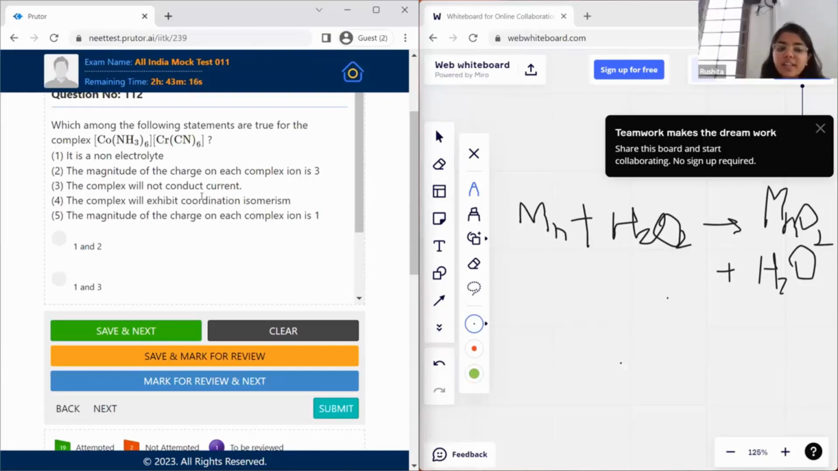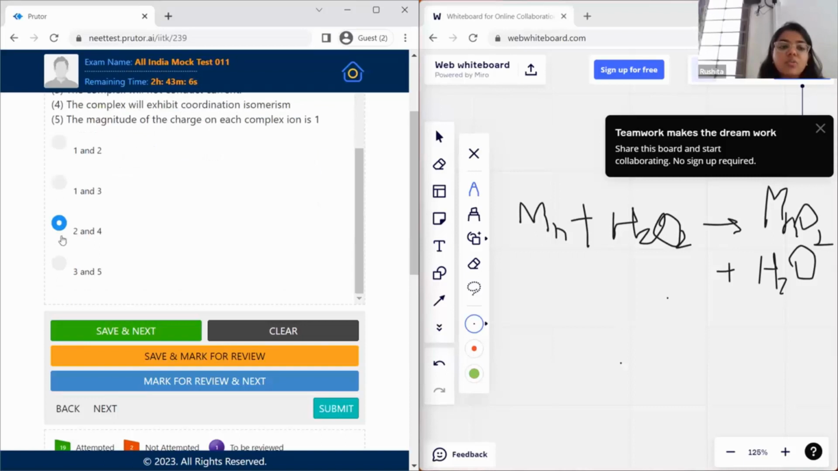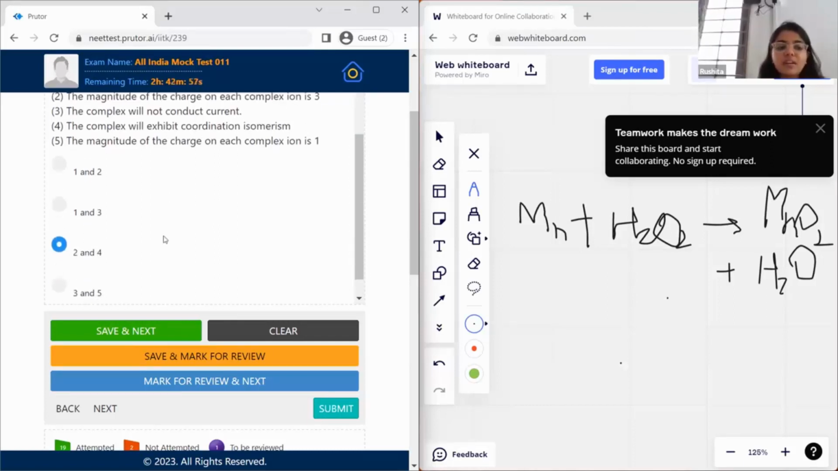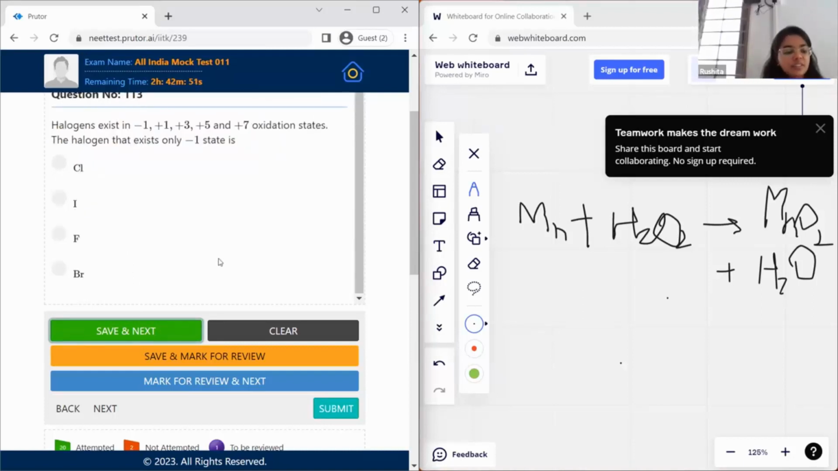The complex will exhibit coordination isomerism. This is given very nicely in NCERT, the coordination isomerism. So yes, the magnitude of charge on each complex ion is 1, that is wrong, because it is 3, we just discussed it. So 2 and 4 would be the correct ones. Okay, halogens exist in all these states, but which halogen exists only in the -1 state?